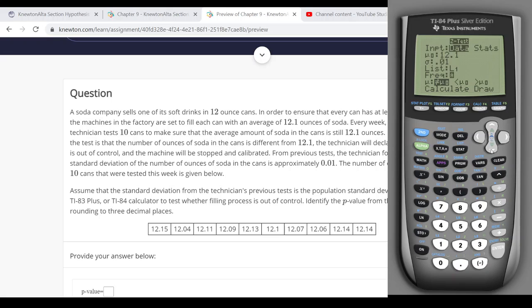Then the frequency list. There is no frequency list here or a probability list. They're all being counted one time. Each of these cans was counted one time. So I'll just leave that as 1.